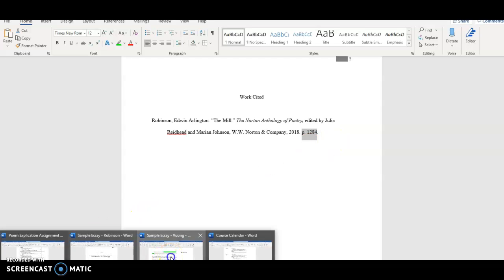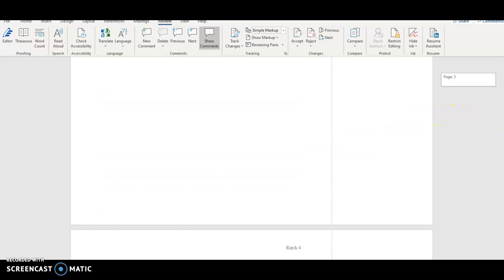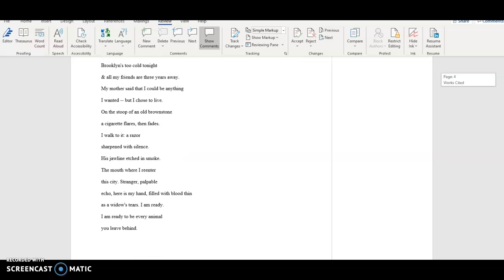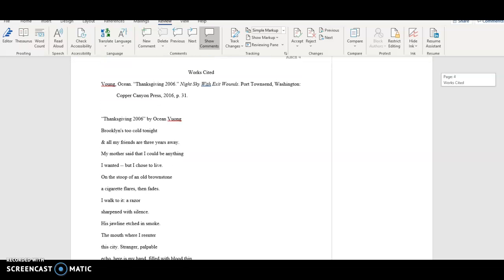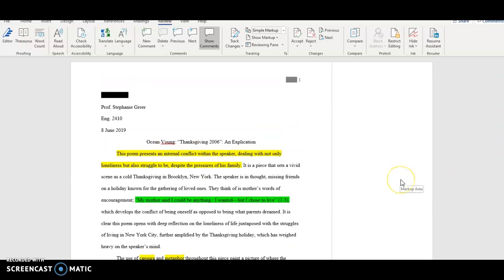The second example that I gave you of an explication is for a poem that is not from our anthology. This is from a collection by the poet Ocean Vuong called Night Sky with Exit Wounds. This is a poem called Thanksgiving 2006. And this is a poetry collection that students in a previous class were able to choose to write about. So I do have the full text of that poem here at the end of this explication for you to take a look at if you want to look at this example in more detail.